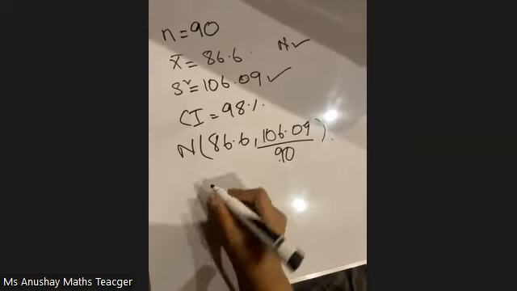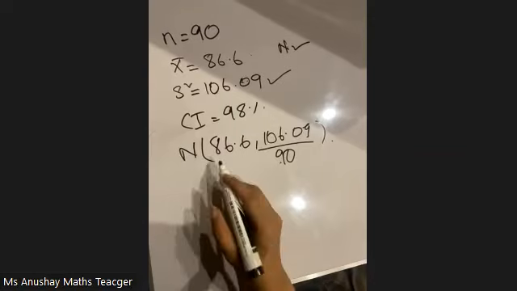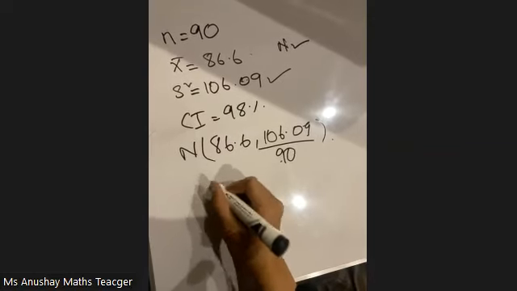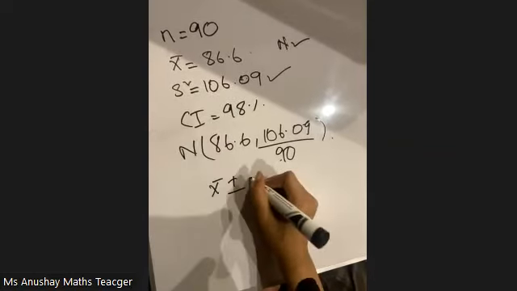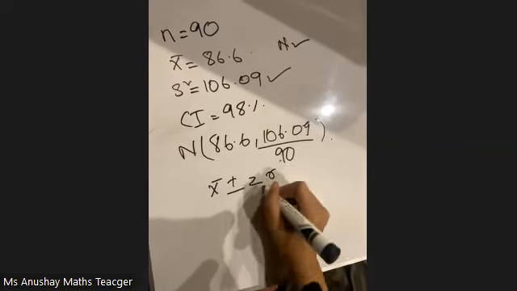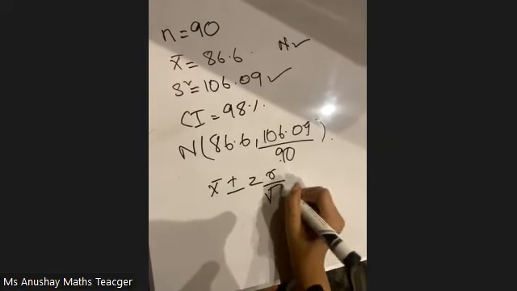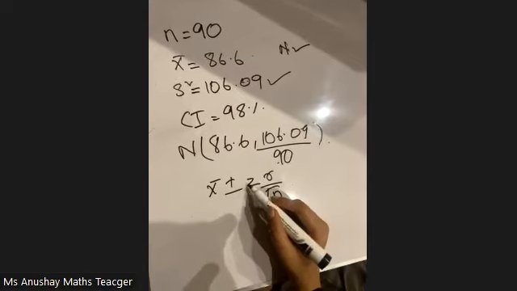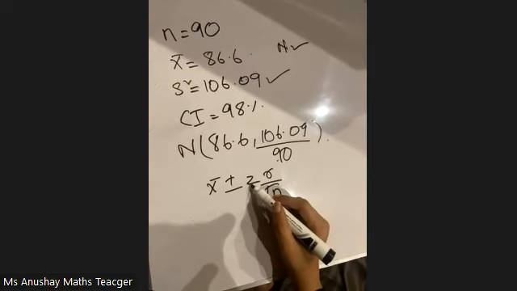What is the first step? The first step is to find out z. First, you use this formula, right? X bar plus minus z sigma upon under root n. So you have everything, but you don't have z. So first you have to find out z.